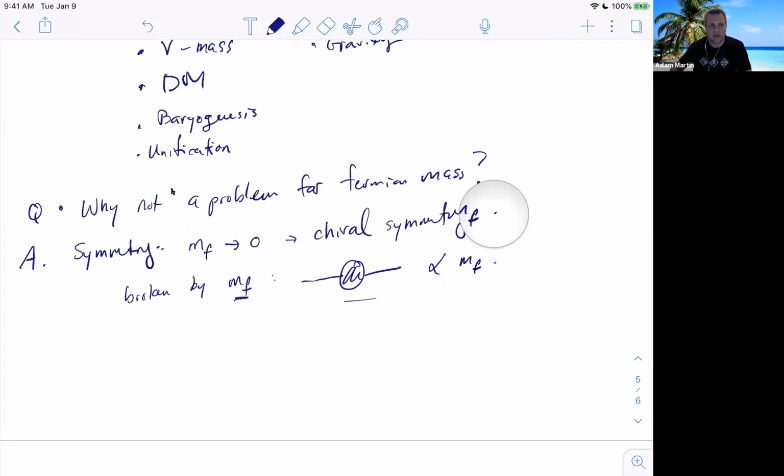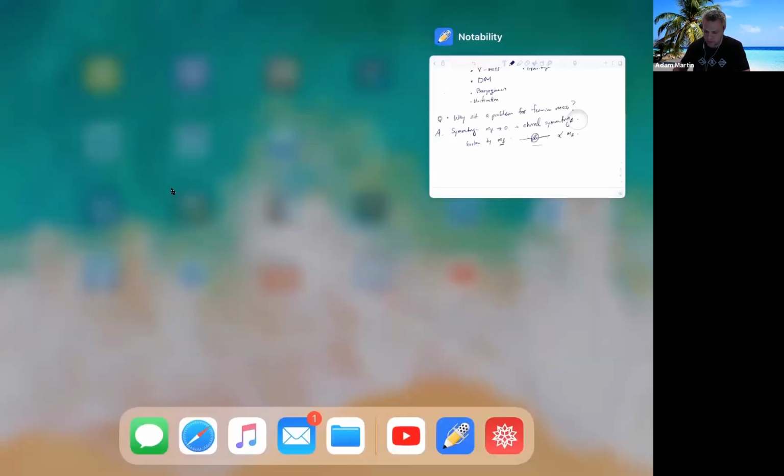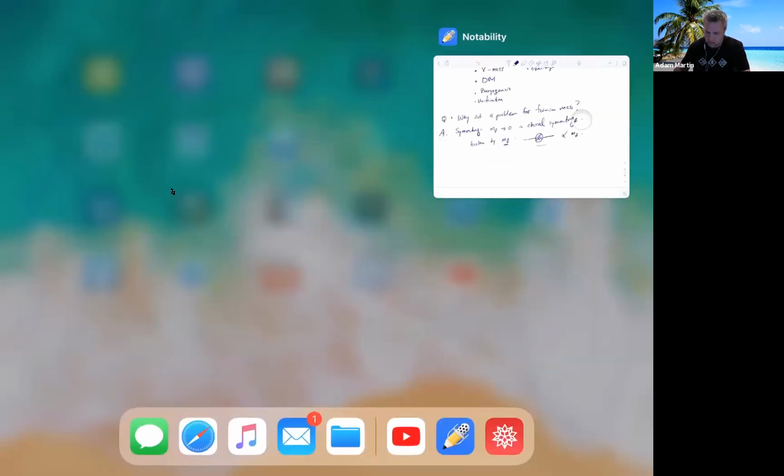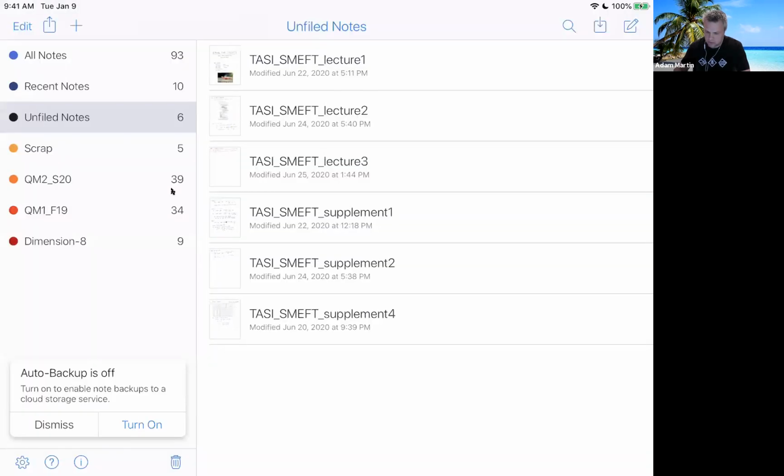QED, I don't know what you mean by QED breaking chiral symmetry. Chiral symmetry is a good symmetry. Hold on, let's return.